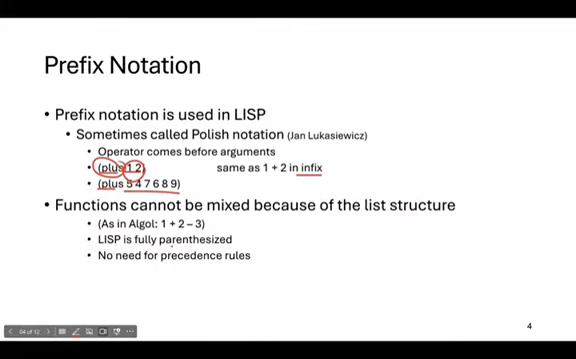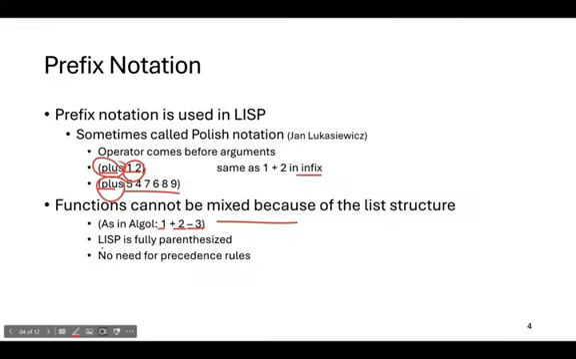We have to keep in mind that if we use such a prefix notation, you cannot mix functions because of the list structure we have. What do we mean by that? In Algol, you can have 1 plus 2 and then minus 3. But in Lisp you cannot, because the function you want to apply comes at the beginning, so you apply one thing at a time on a bunch of numbers. Does this mean we cannot apply other operations? No, we can definitely add minus and other operations to the language.